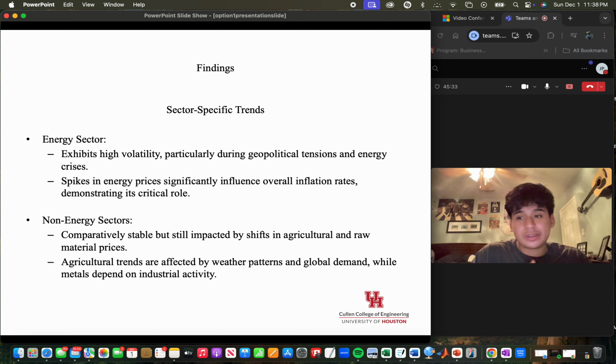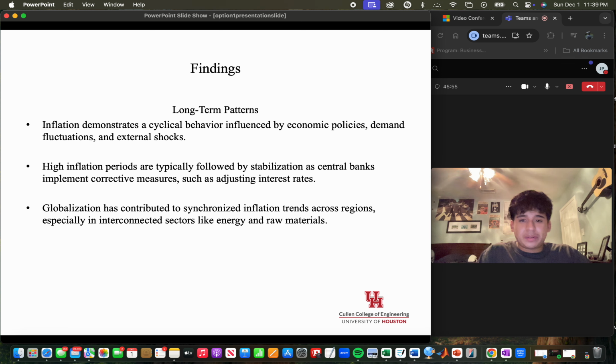Non-energy sectors are stable, but they're impacted by shifts in agricultural and raw material prices. Those are pretty stable, and they're affected by weather patterns and global demand. Metal depends on industrial activity. We always have industrial activity, so those are more stable. Energy, it's not that.